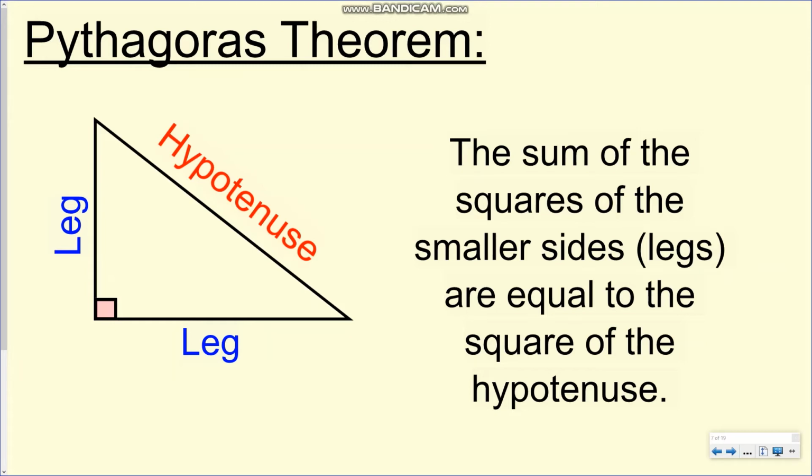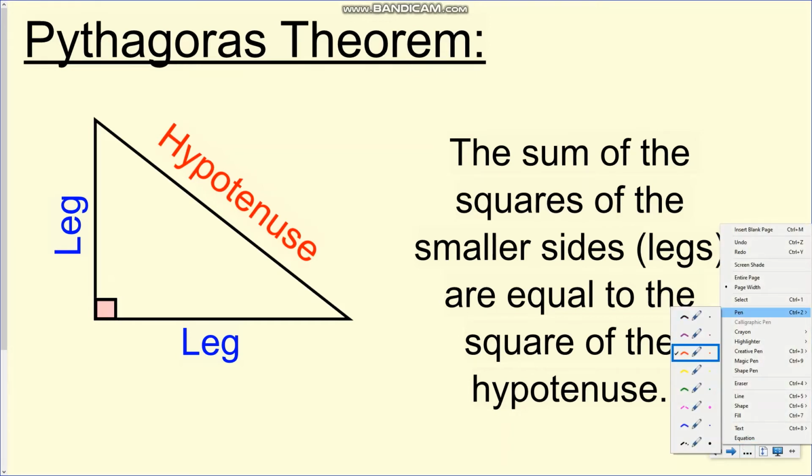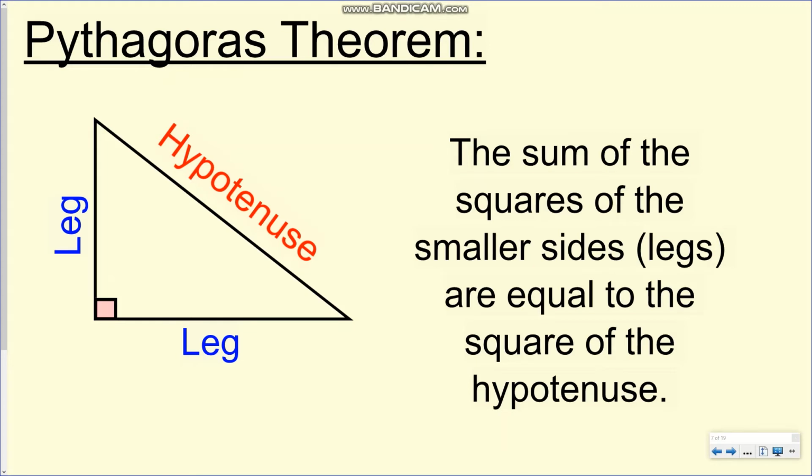Right, Pythagoras theorem you might have heard before states that the sum of the squares of the smaller sides or legs of a right angled triangle are equal to the square of the hypotenuse. Now that shouldn't mean anything to you, but there are a few terms that we can take from this. The hypotenuse is a fancy name for the longest side in a right angled triangle. The hypotenuse is always located opposite the right angle.